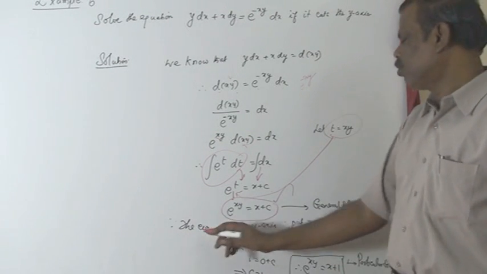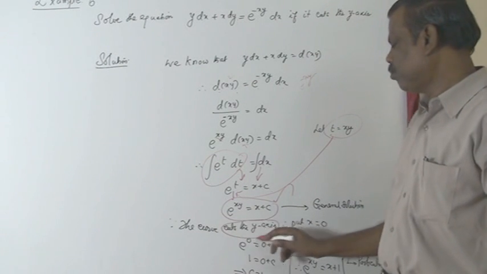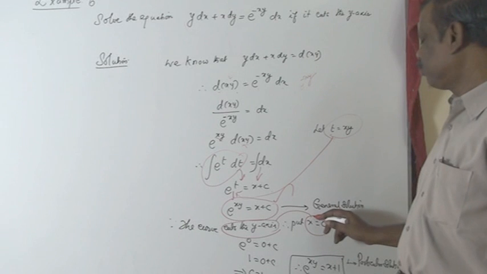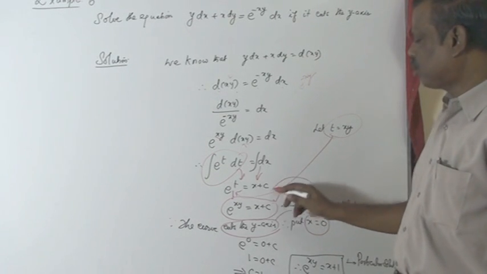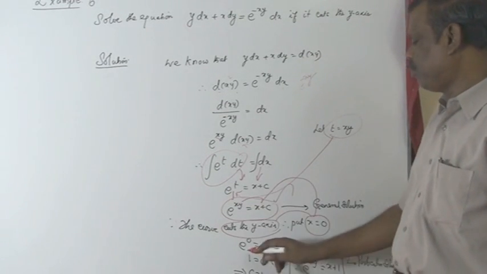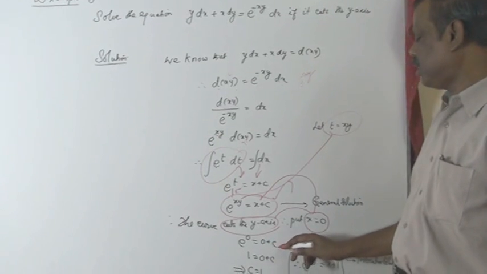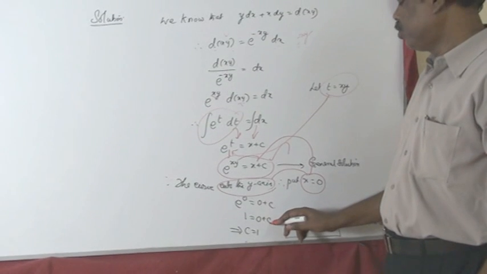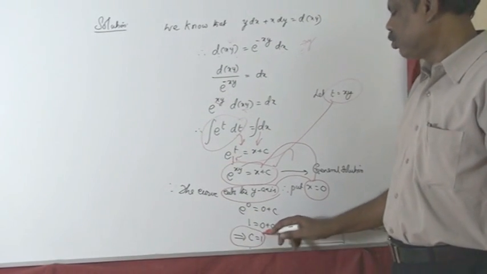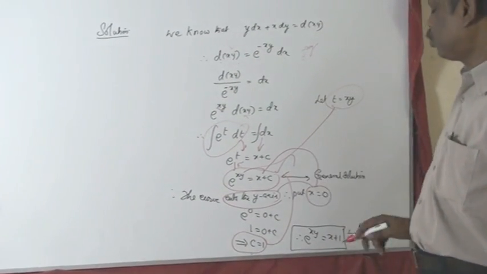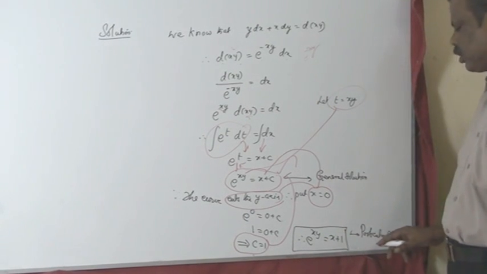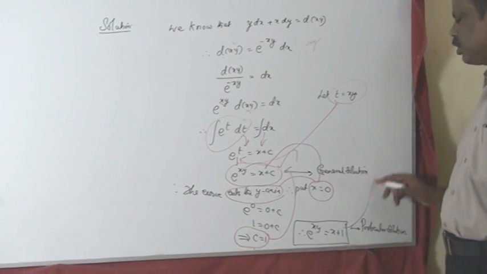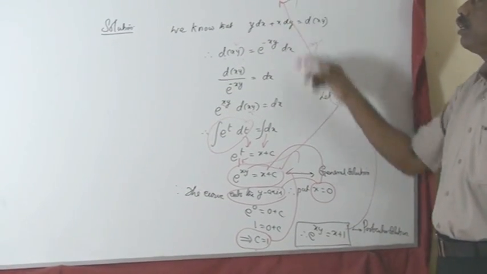Now moreover the curve cuts the y-axis, which is given in the problem. So what is the y-axis equation? It is x is equal to 0. So x is equal to 0, substituting in this equation we will get e power 0 is equal to 0 plus c. E power 0 is what? 1. Therefore c is equal to 1. So replacing c is equal to 1 in the general solution, we have the particular solution, that is e power xy is equal to x plus 1. So this is a particular solution of this differential equation.